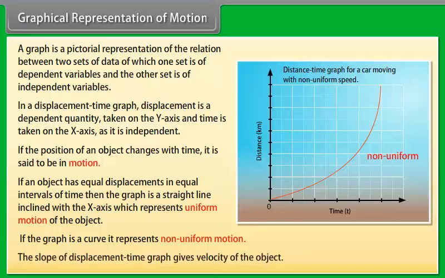The slope of a displacement-time graph gives the velocity of the object. We will go through this in detail after a short interactivity.